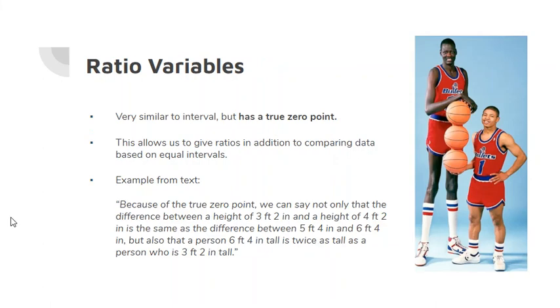Ratios, you can see the example here is a pretty darn good one. It has a 0 point, which means that we can compare different bits of data by using a ratio. For example, the difference of heights of basketball players, who is twice as tall or who is half as tall, and so on. Ratio variables also play an important part in a lot of research that we do in quantitative studies.